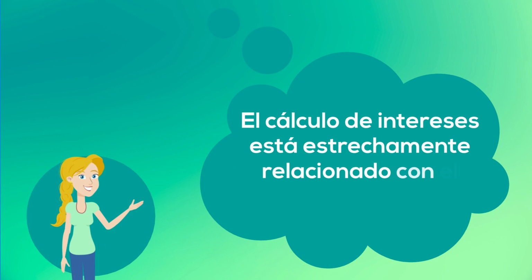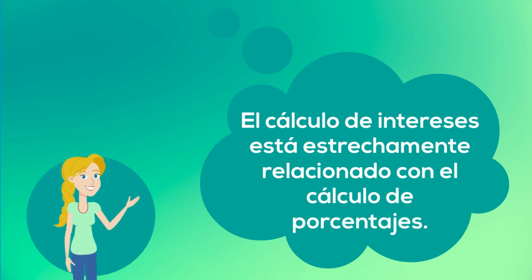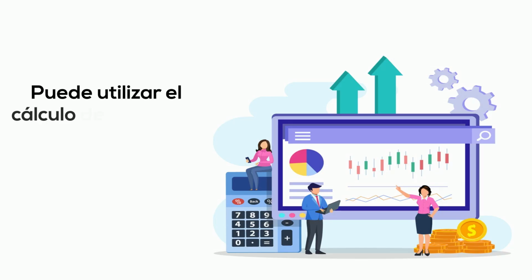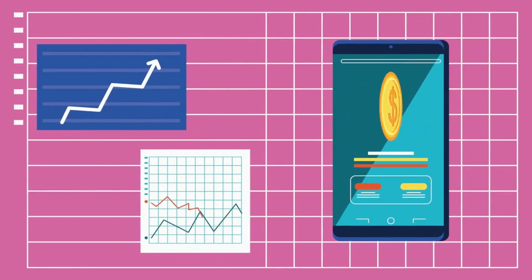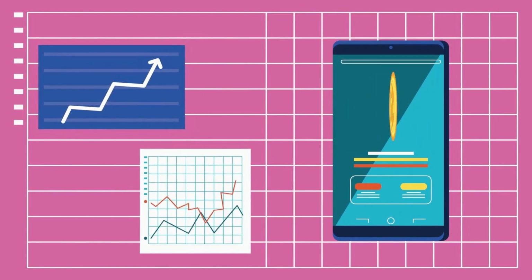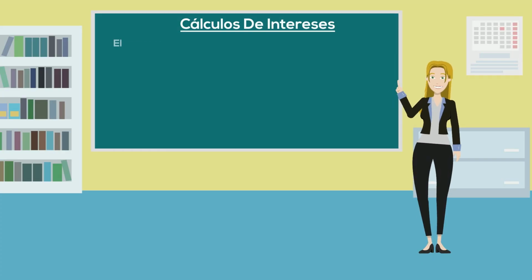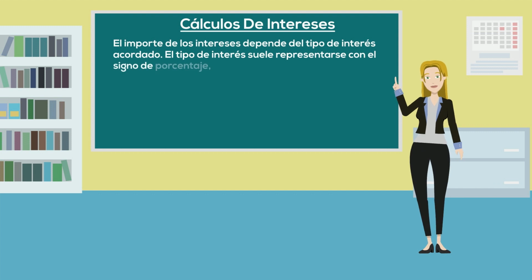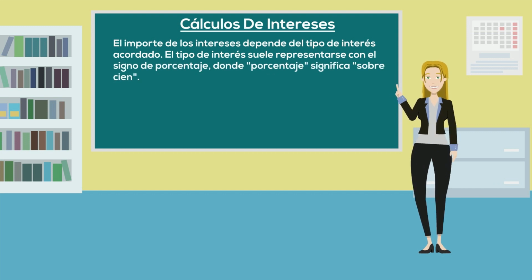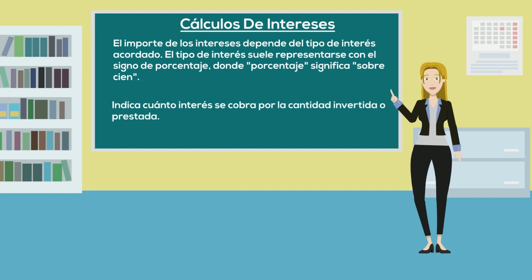Interest calculation is very closely related to percentage calculation. You can use interest calculations to work out how much money is given to you by a savings account or how much an installment payment for a new cell phone actually costs you. Interest is the price you pay for borrowing money. The amount of interest depends on the agreed interest rate. The interest rate is usually represented by the percentage sign, where percent means out of 100. It indicates how much interest is charged on the amount invested or borrowed.